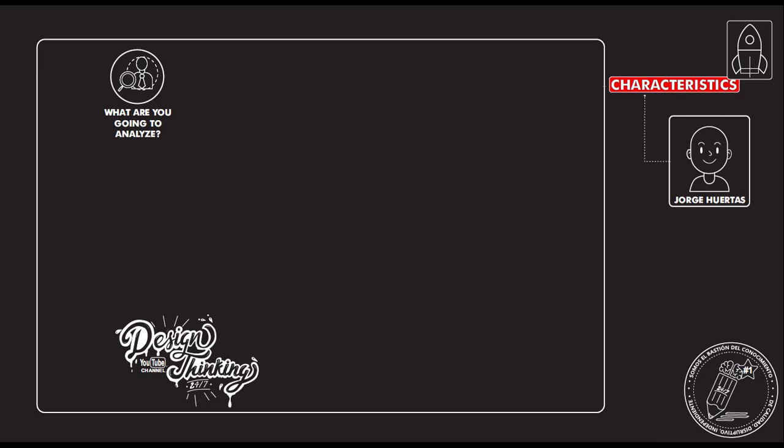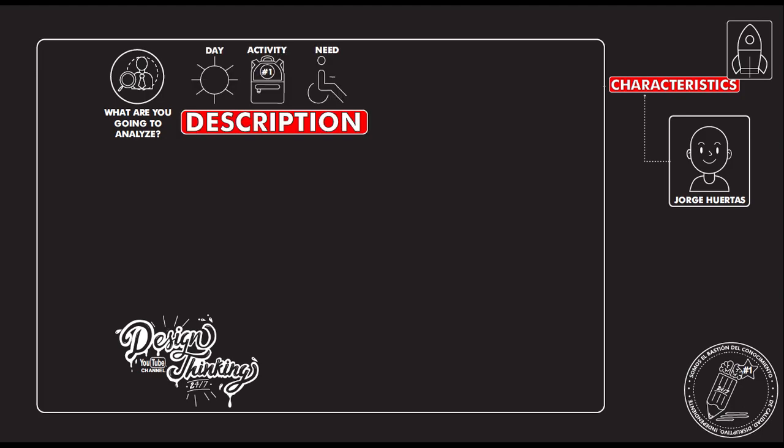The first thing that you need to know and ask is what you are going to analyze. The matrix and the whole map is divided into two parts, present and future. When you are asking your user to help you in this research, you need to be specific about which day you are going to do it, how long the activity will take, and the need and time that you're going to request.